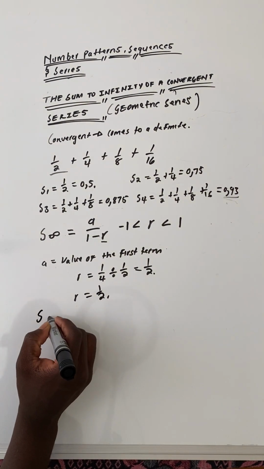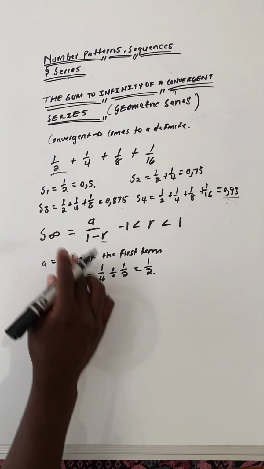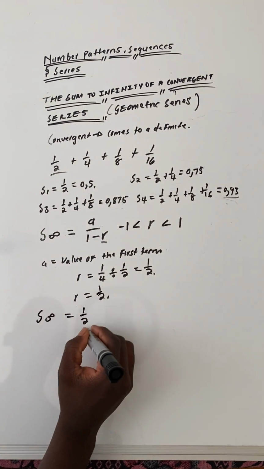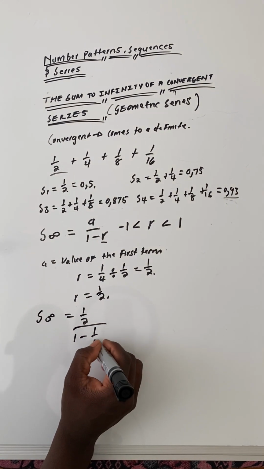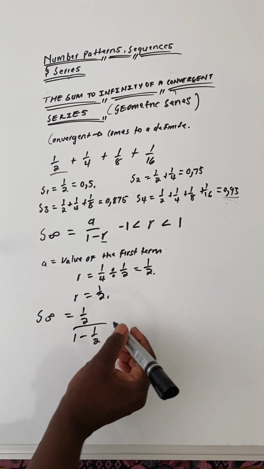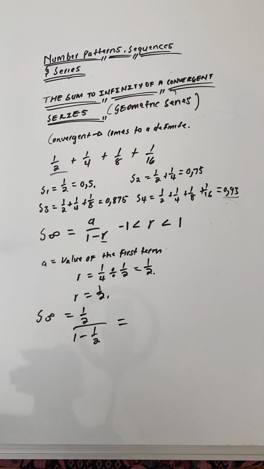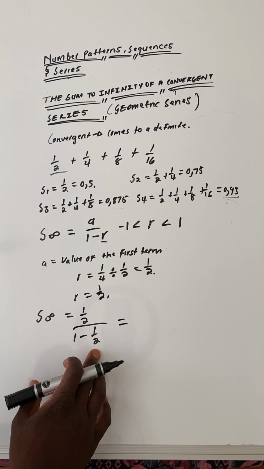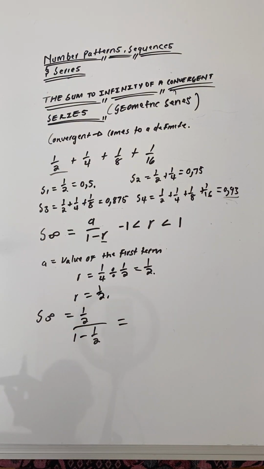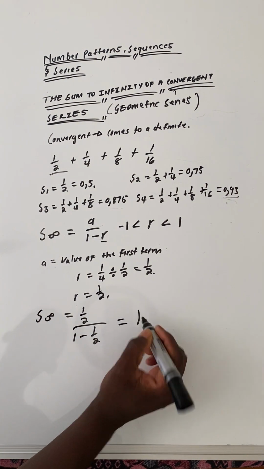So the sum to infinity would be equal to a. What is the value of a? That is 1/2 over 1 minus 1/2. So you simply punch that into your calculator and you get your answer, right? Let me try getting that. So that will be 1/2 over 1/2. You can see that 1 minus a half would be another 1/2. So 1/2 divided by 1/2 is now equal to 1, right?